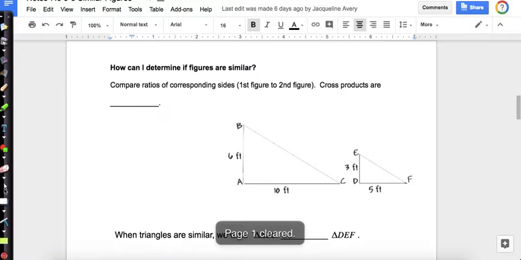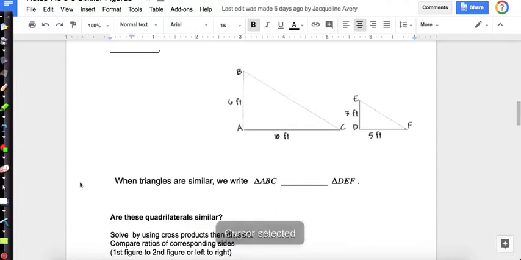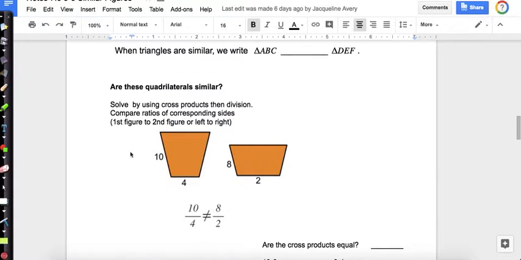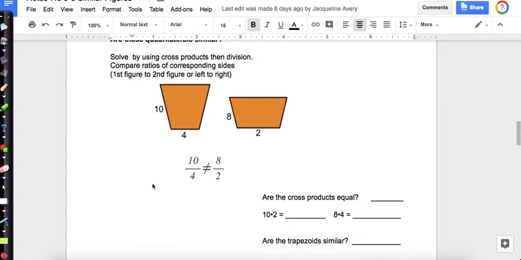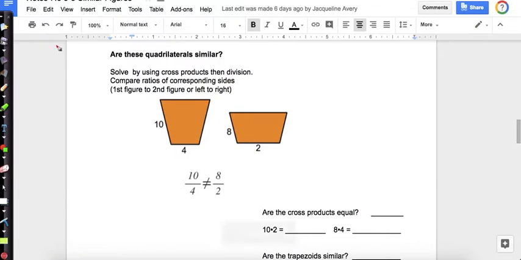Okay, now let's move down to the last part of our notes here for today. Are these quadrilaterals similar? So solve by using cross products, then division. Compare ratios of corresponding sides, first figure to second figure or left to right. Now, cross out the part that says then division, because all we're going to do is just solve by using the cross products. So my question is, are the cross products equal?